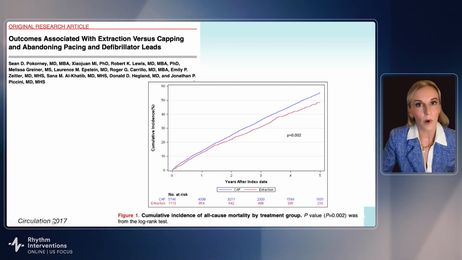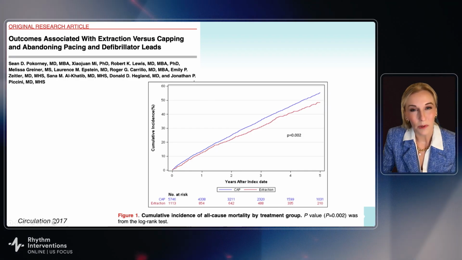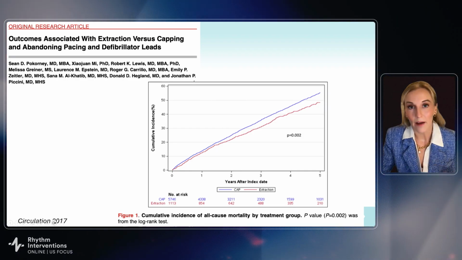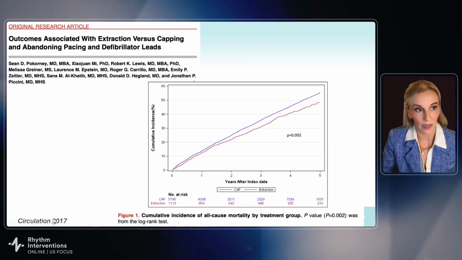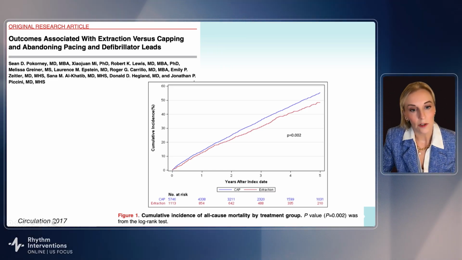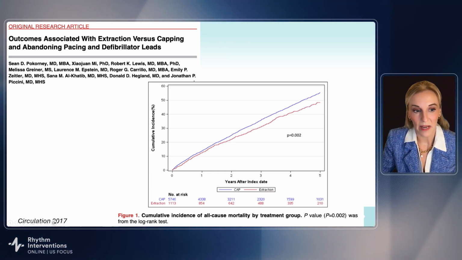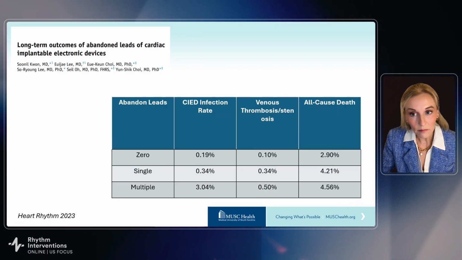And we've seen through a variety of different studies that there are some differences in outcomes when we look at patients who either have an extraction or have leads capped and abandoned and left behind. This is one from the Duke group with Dr. Piccini and Sean Pokorney, showing a difference in associated mortality between extraction versus capping and abandonment, with a better improvement in mortality overall in the groups that underwent extraction.